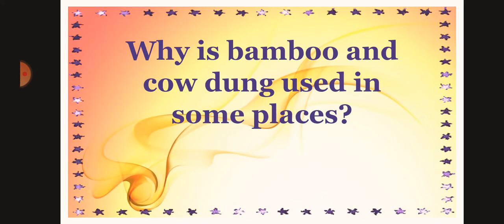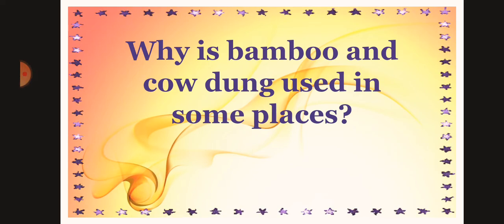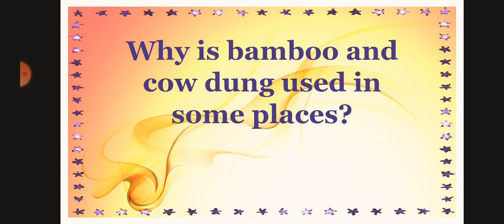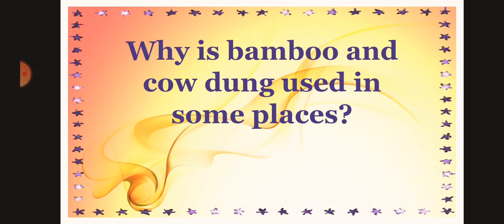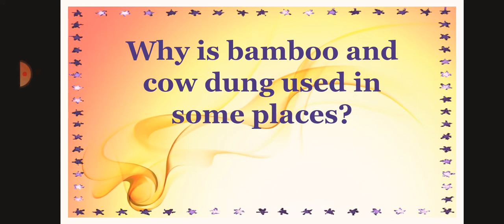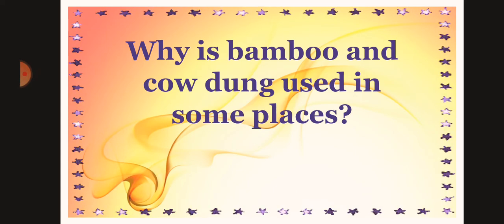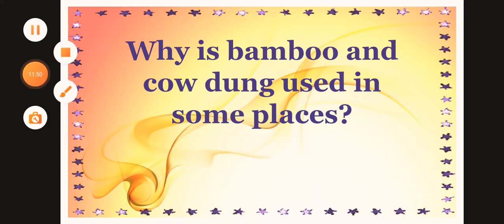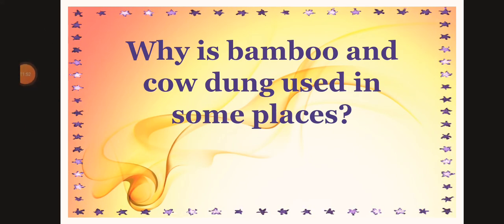Why are bamboo and cow dung used in some places? Now, bamboo allows air circulation, and cow dung has antimicrobial properties which prevent pest attacks. That is the reason in a few places you would see that bamboo and cow dung are used to store the foods.